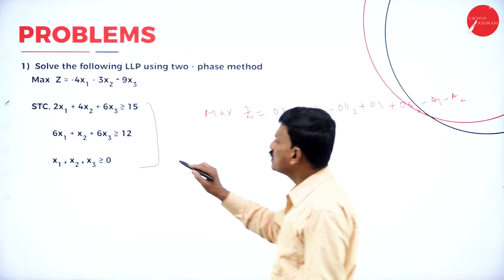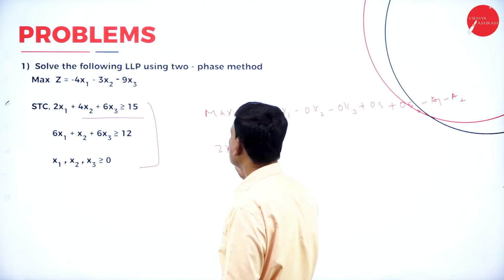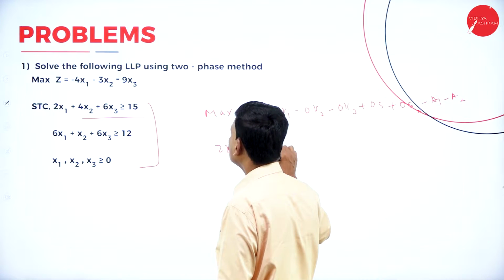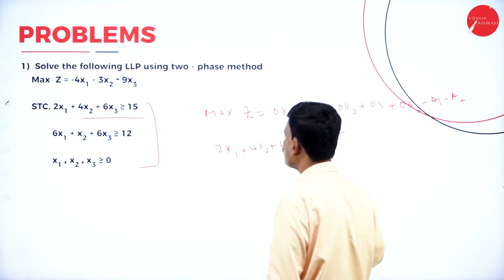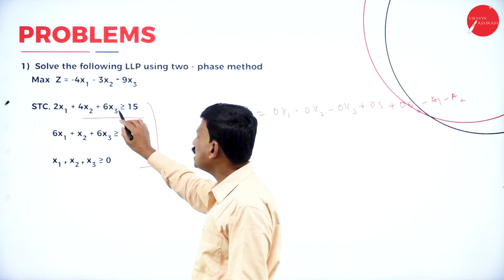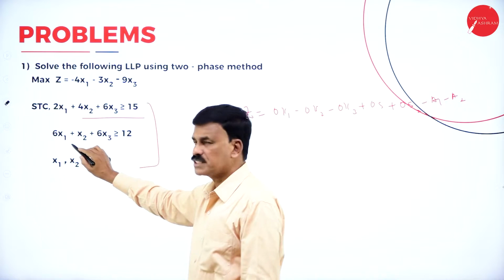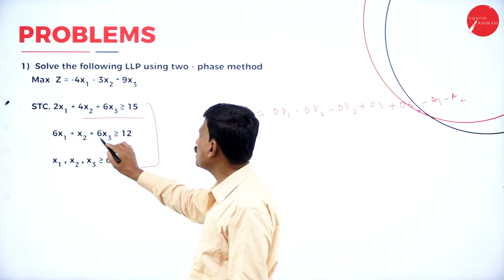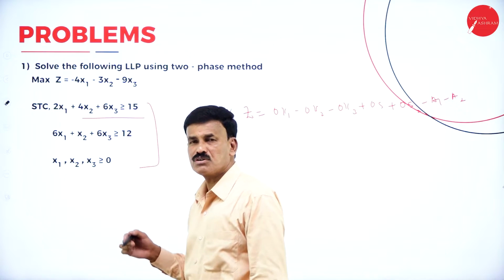Since the constraints are greater than or equal to, they can be written as 2x1 plus 4x2 plus 6x3 minus s1 is equal to 15. Let us convert this: 2x1 plus 4x2 plus 6x3 minus s1 plus a1 is equal to 15, and the second equation is 6x1 plus x2 plus 6x3 minus s2 plus a2 is equal to 12.